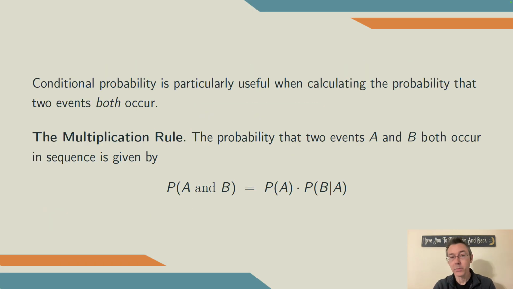Conditional probability is particularly useful when you need to calculate the probability that 2 events both occur. The multiplication rule says that the probability that 2 events both occur is the probability of the first one times the probability of the second one given the first one.